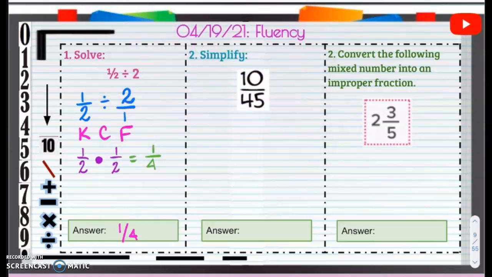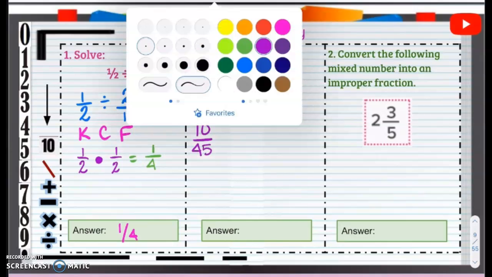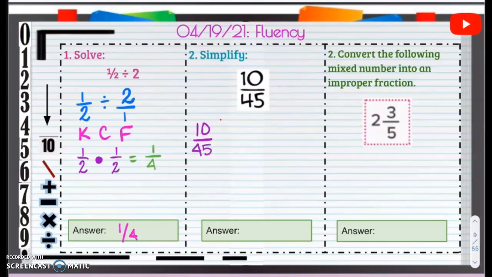So here's what we're going to do. We're going to start with our original fraction of 10 out of 45, or 10/45. And we're going to divide the numerator and the denominator by the same number until we can't divide any more. So I know that a 5 can go into both of them. So it has to be the same number on top that you do to the bottom. 10 divided by 5 is going to be 2. 45 divided by 5 is going to be 9.